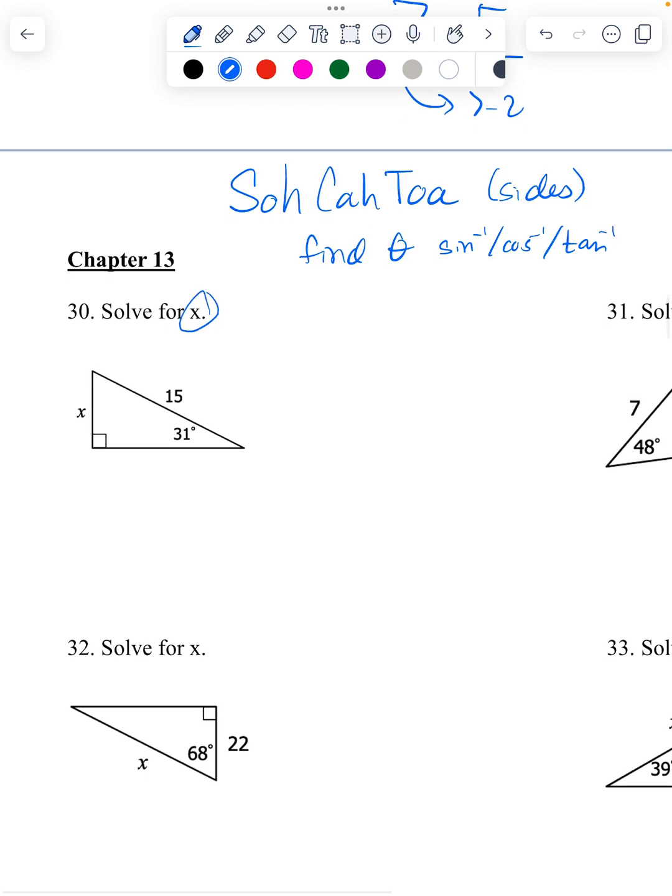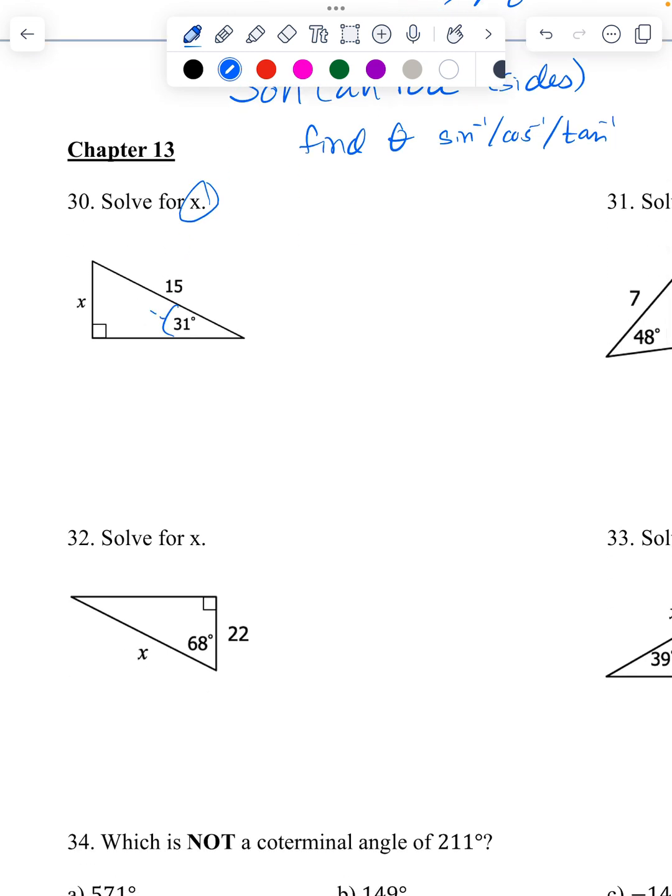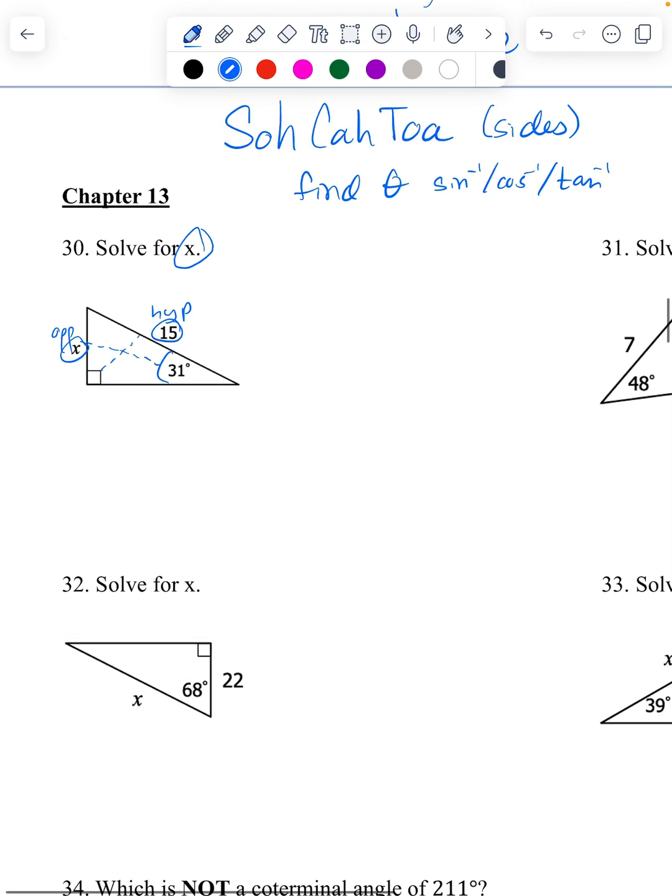Okay, so solving for x, here's my angle. If I shoot straight across from the angle, that's the opposite side. Straight across from the 90, that's the hypotenuse. So since those are the two pieces that I have or am looking for, O and H means I'm going to have to use sine. So the sine of 31 degrees is going to equal the opposite over hypotenuse. And then to solve for x, I would just multiply 15 up. So make sure your calculator is in degree mode or you're going to get all kinds of wonky answers.